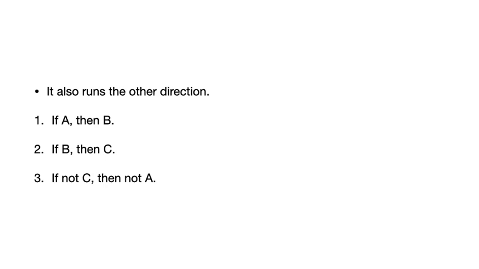Note that it also runs the other way. If A, then B. Whenever you have A, you have B. Whenever you have B, you have C. Well, if that's true, if you don't have C, by modus tollens, you don't have B. And if you don't have B, then by modus tollens, you don't have A. So if this is true, if not C, then not A.